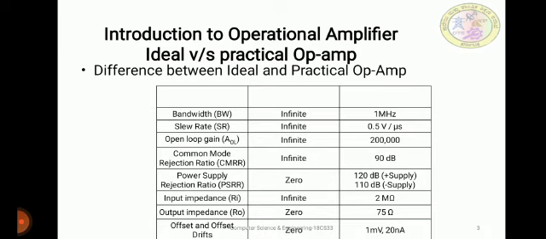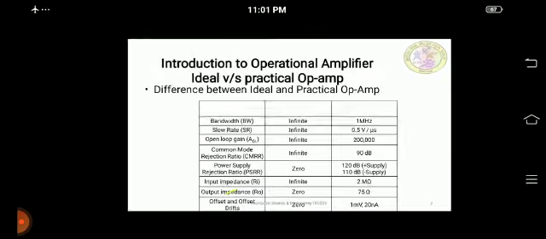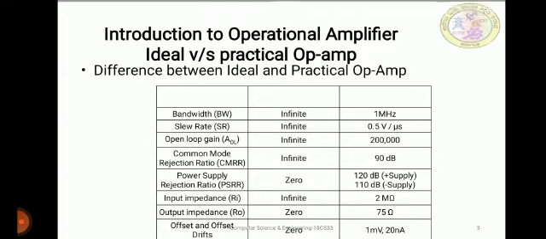So, ideal op amps use no power and have infinite input impedance. If you can see here, the difference between the ideal and the practical op amp: the ideal op amps use no power and have an infinite input impedance, unlimited gain bandwidth and slew rate, no input bias current and no input offset.